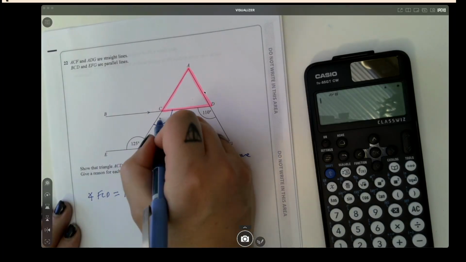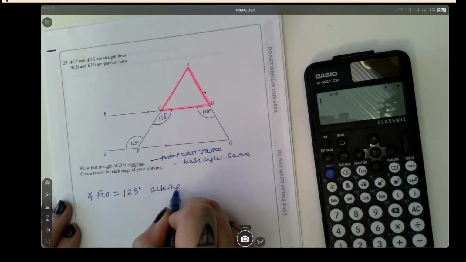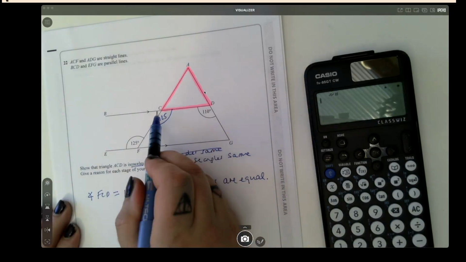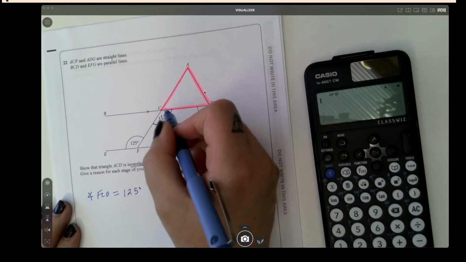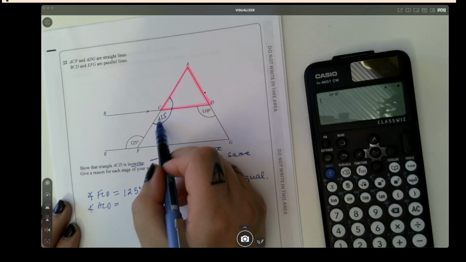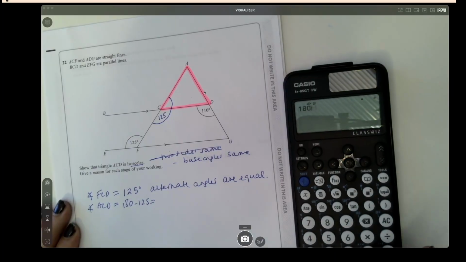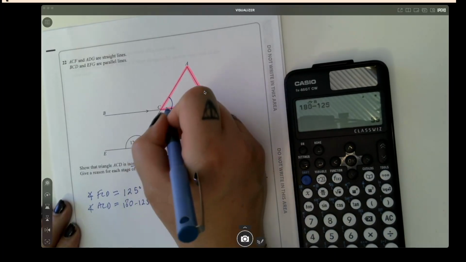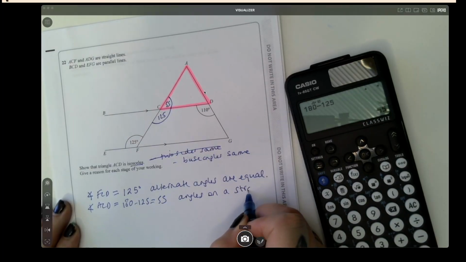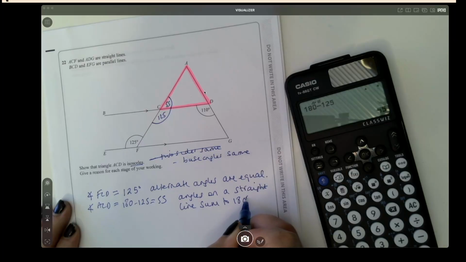So FCD is 125, and I'm putting it here on my diagram because alternate angles are equal. Okay, because of that Z shape. Now that I know this angle, I can find this angle. So angle ACD, because angles on a straight line add to 180. So 180 subtract 125 is 55. So this is 55. So angles on a straight line sum to 180 degrees.